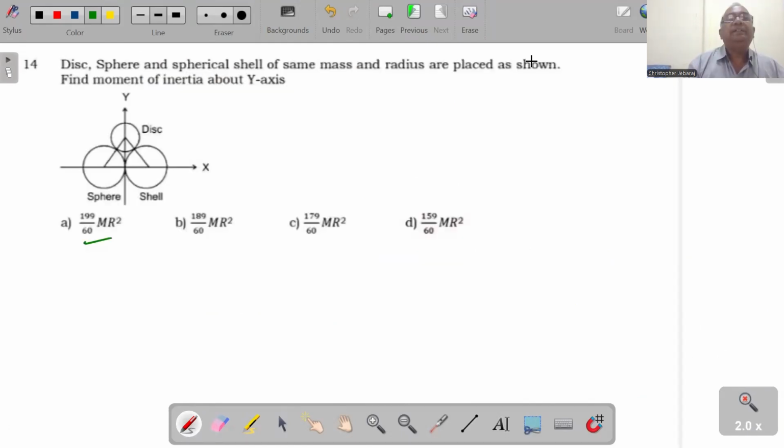Disk, sphere and spherical shell of the same mass and radius, are placed as shown in the figure. Find the moment of inertia about this axis. They all have the same mass and the same radius, though the diagram is a little different. When we see this diagram, there are 3 moments of inertia. One is the net moment of inertia: the moment of inertia of the disk about the diameter. About the diameter, correct? Diameter moment of inertia. Plus, next the moment of inertia of the sphere.